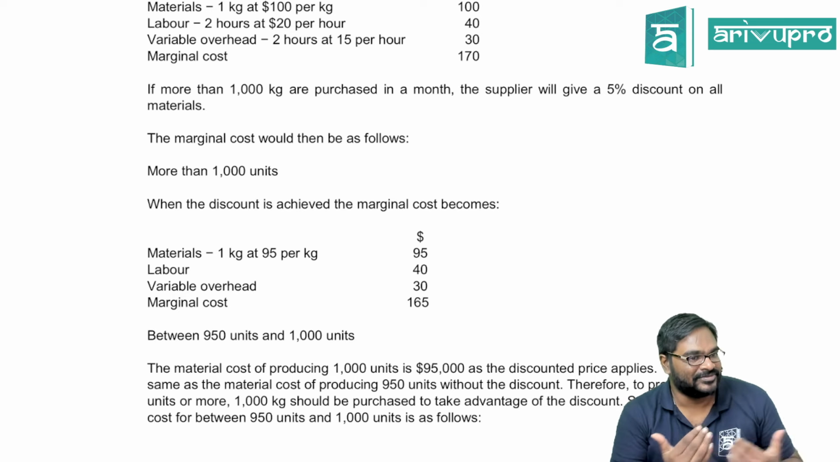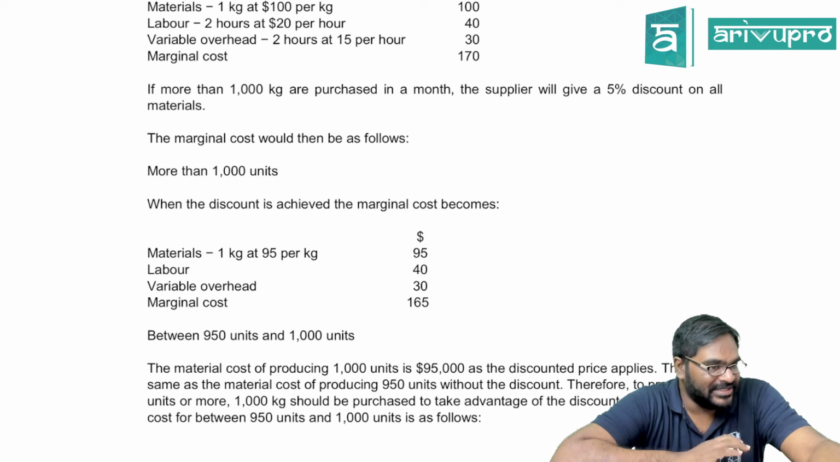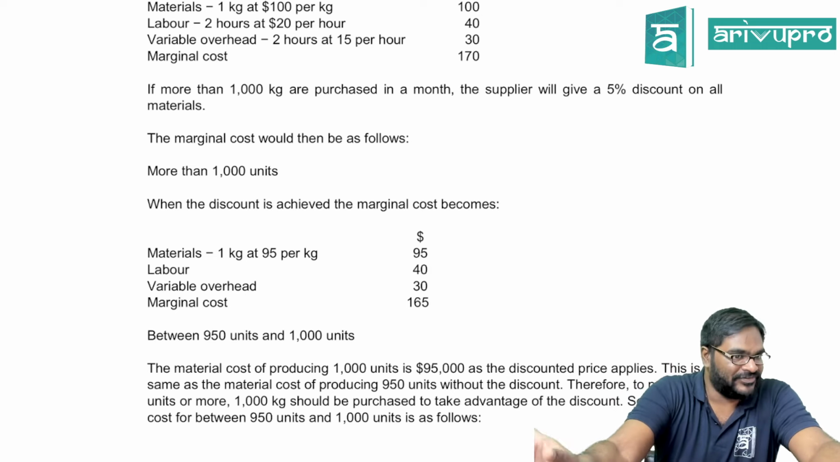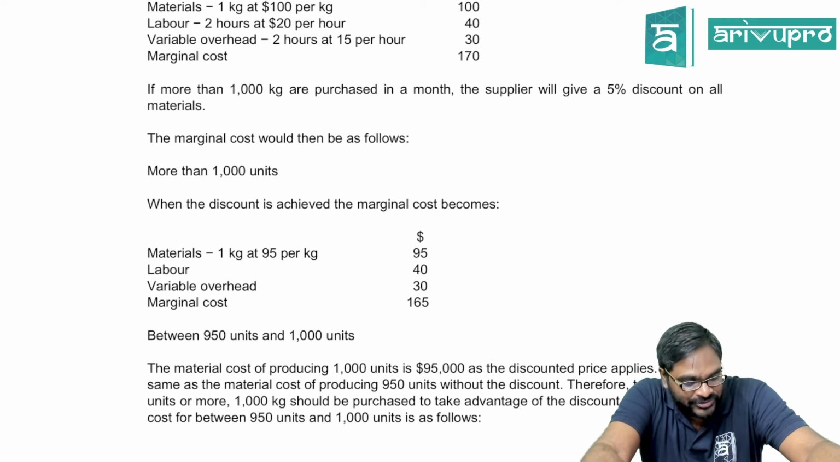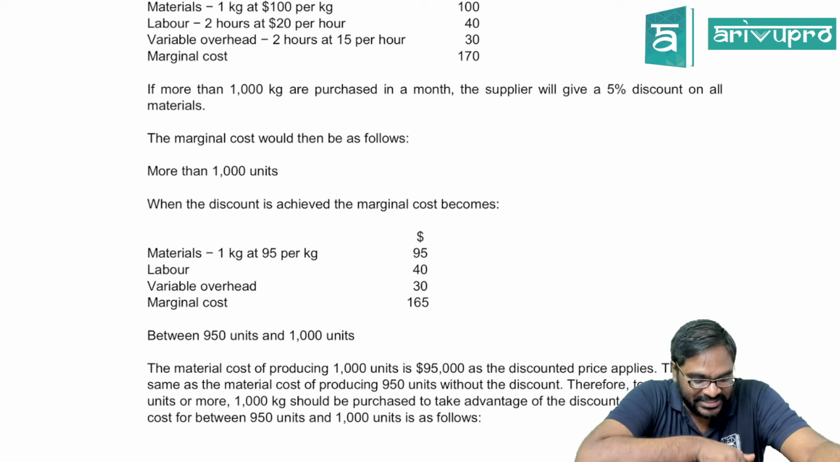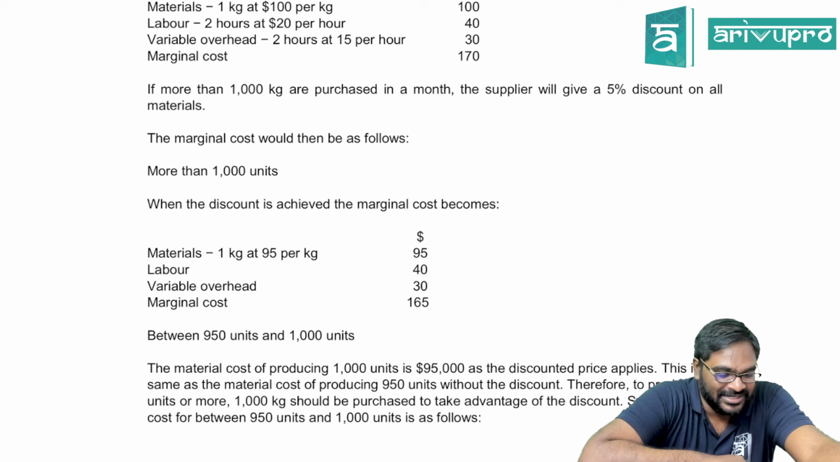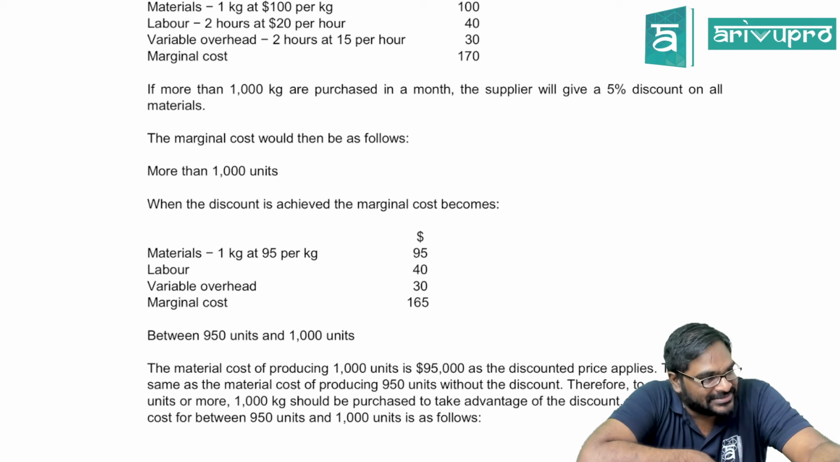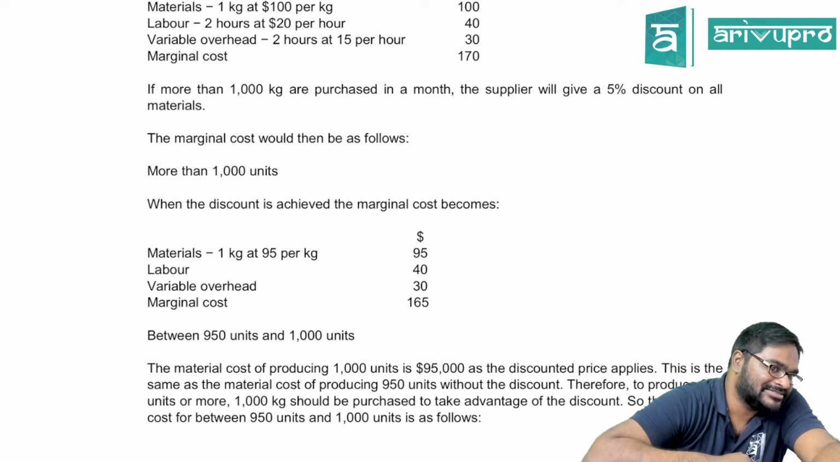Because we have price movement in the middle. Are we clear? Because now if we go for 1000 units, if we purchase 1000 kilograms, up to producing 950 units, we will incur $95 per kilo. That is fine. But after that, the balance, do we have a material cost compared to the original one?